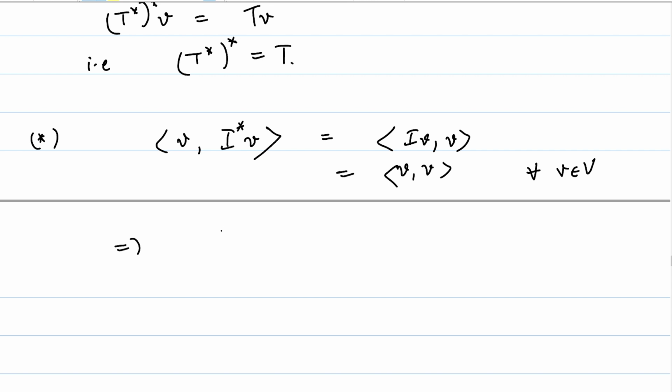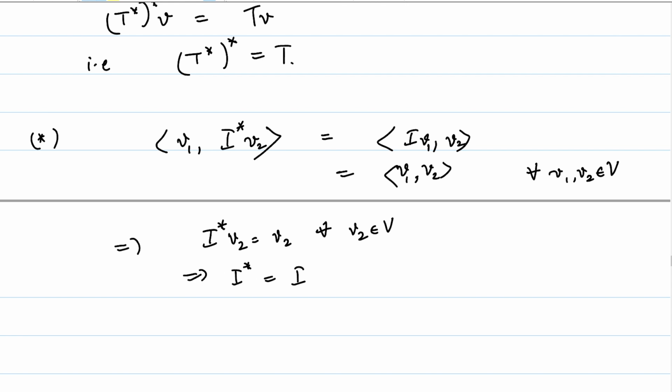This implies that, yeah, I should have been a little more careful here. Maybe I should have put a V1 and a V2 here, V1 and V2, for V1 comma V2 in capital V. Yeah, so now it is right. So this is true for all V1. In particular, I star V2 is equal to V2 for all V2 in V, which implies that the adjoint of the identity is just I.